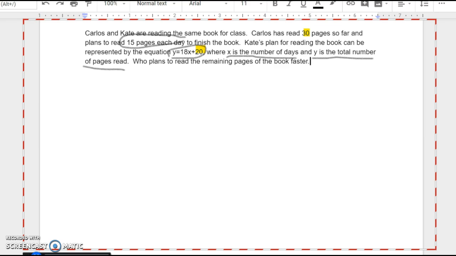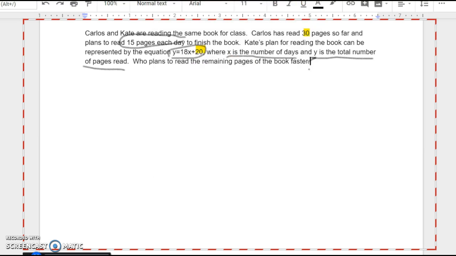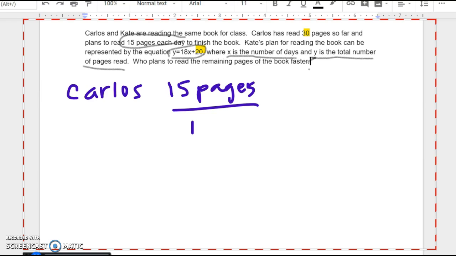Who plans to read the remaining pages of the book faster? So what we're going to do, this should be a question mark here, is find each person's reading speeds. So basically the unit rate of each person's reading. In this case, we already circled one of them for Carlos. Carlos's reading speed, it says it's 15 pages a day. So his unit rate, Carlos, is 15 pages per day.